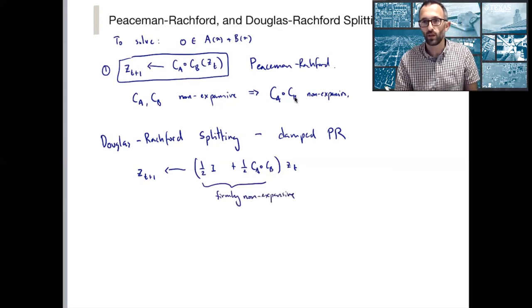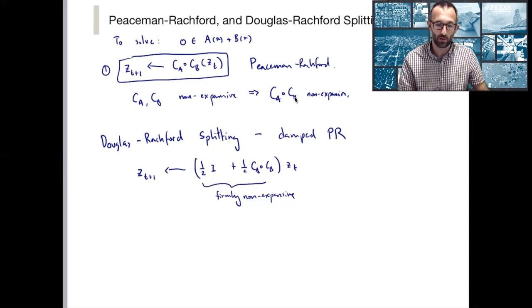Note that we are guaranteed to have convergence as long as we choose any averaging that's non-trivial. So we don't have to choose 1/2. 1/2 gives us the classical Douglas-Rachford splitting algorithm, but we don't need to use this.